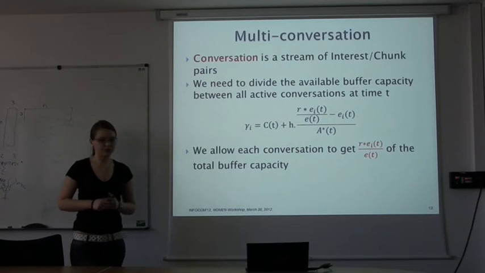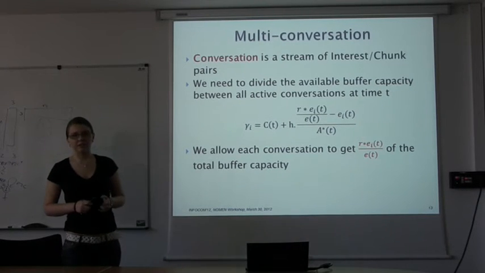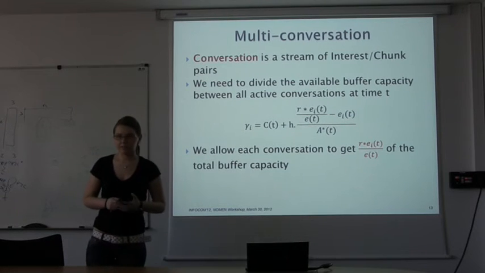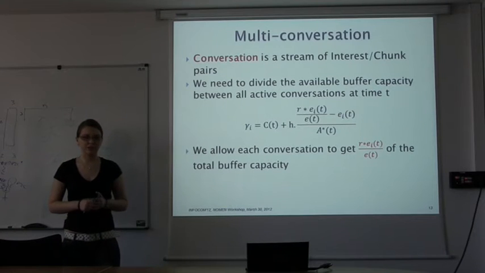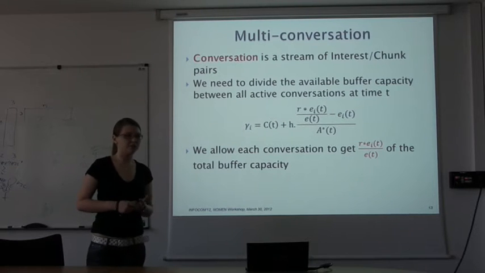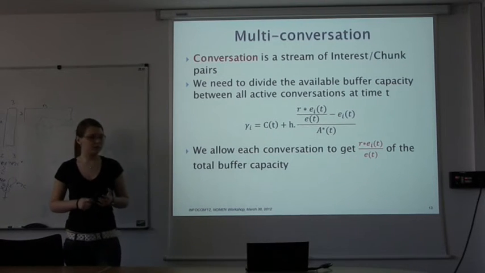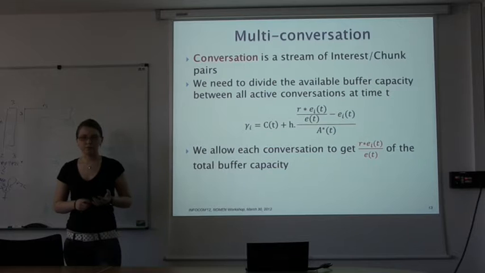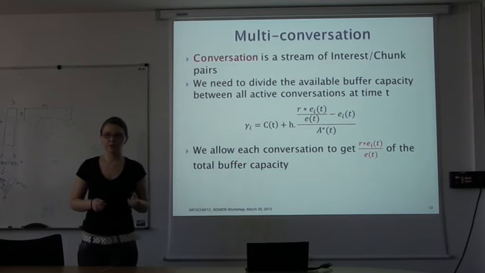First I define the conversation. The conversation is a stream of interest-chunk pairs. So in the general case, there are several conversations for the router, and we need to divide the left buffer capacity between all active conversations at time t. In our paper, we have used a fixed threshold equal to r divided by the number of active conversations, but it's not really good because some conversations might not need to use this allocated part of the buffer capacity.